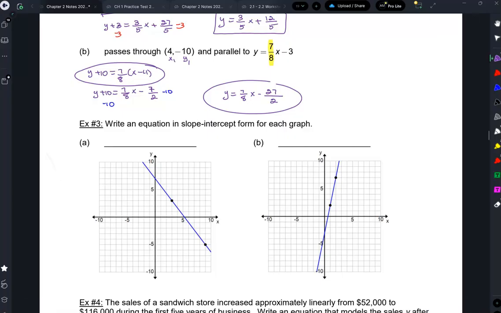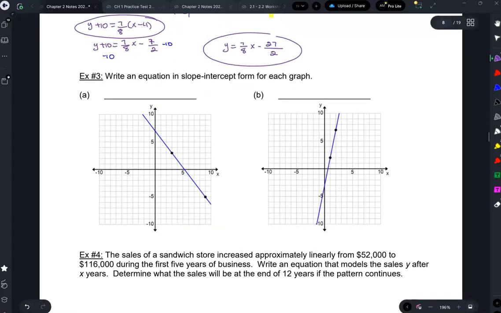Okay, here. Write an equation in the slope intercept form. Slope intercept form. I need a slope and I need a y-intercept, right? So here, the y-intercept is right here, right? That's 0,7, correct?